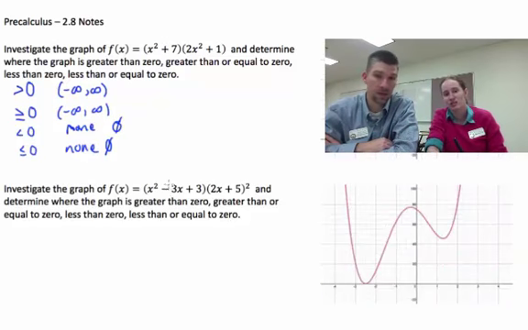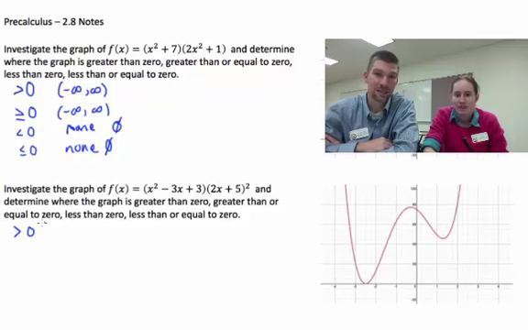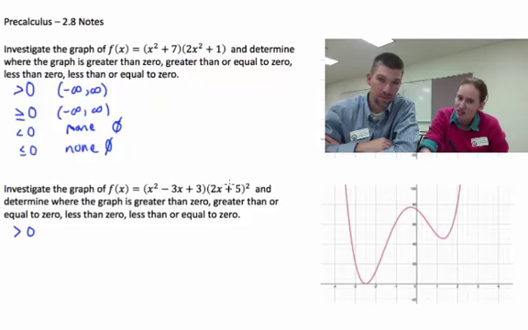How about this one? x squared minus 3x plus 3 times 2x plus 5 squared. Where is the graph greater than 0? I sense some factoring in our future. Really? Yeah, because don't we want to figure out exactly where that crosses the x-axis? Because it should cross at -5/2. But that's not what that is. I mean, no, that is.